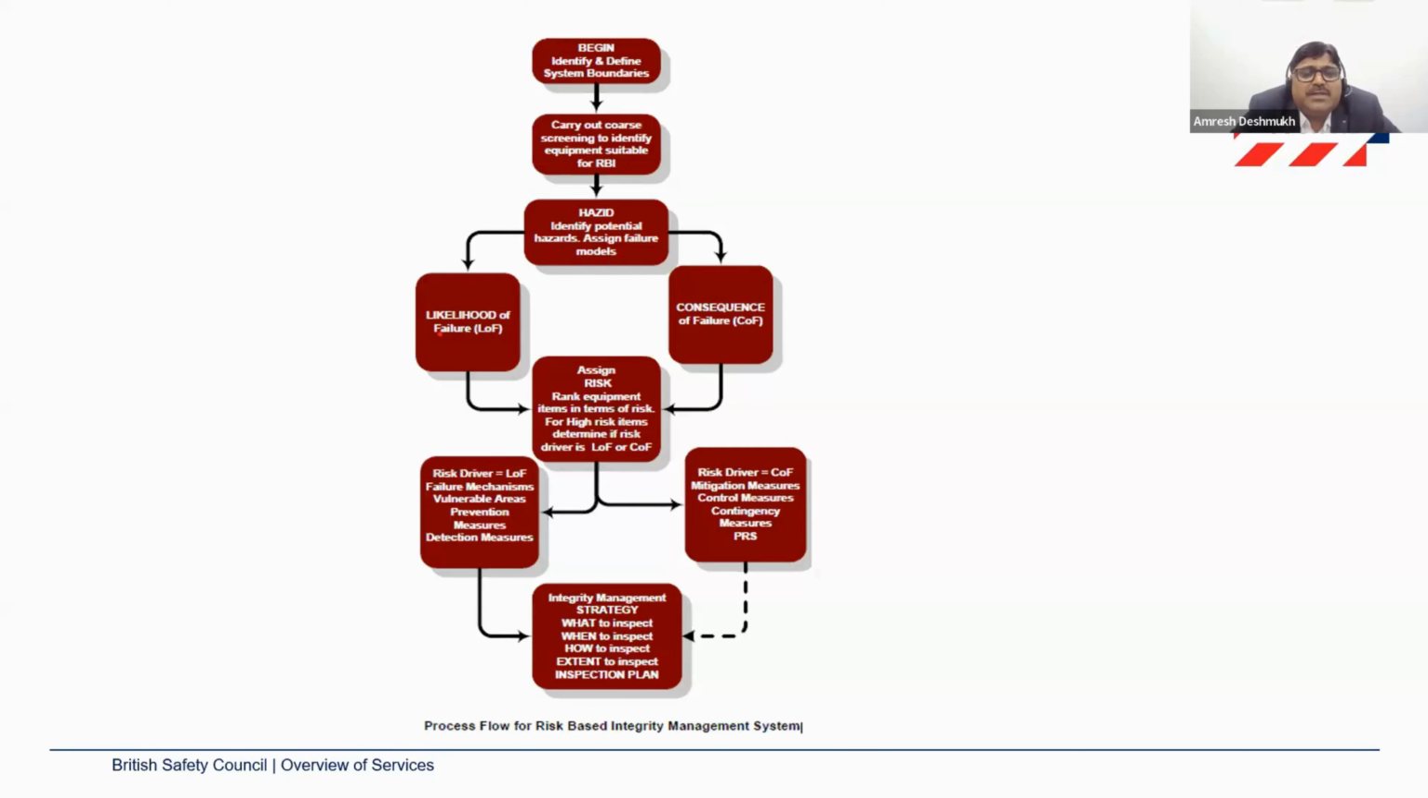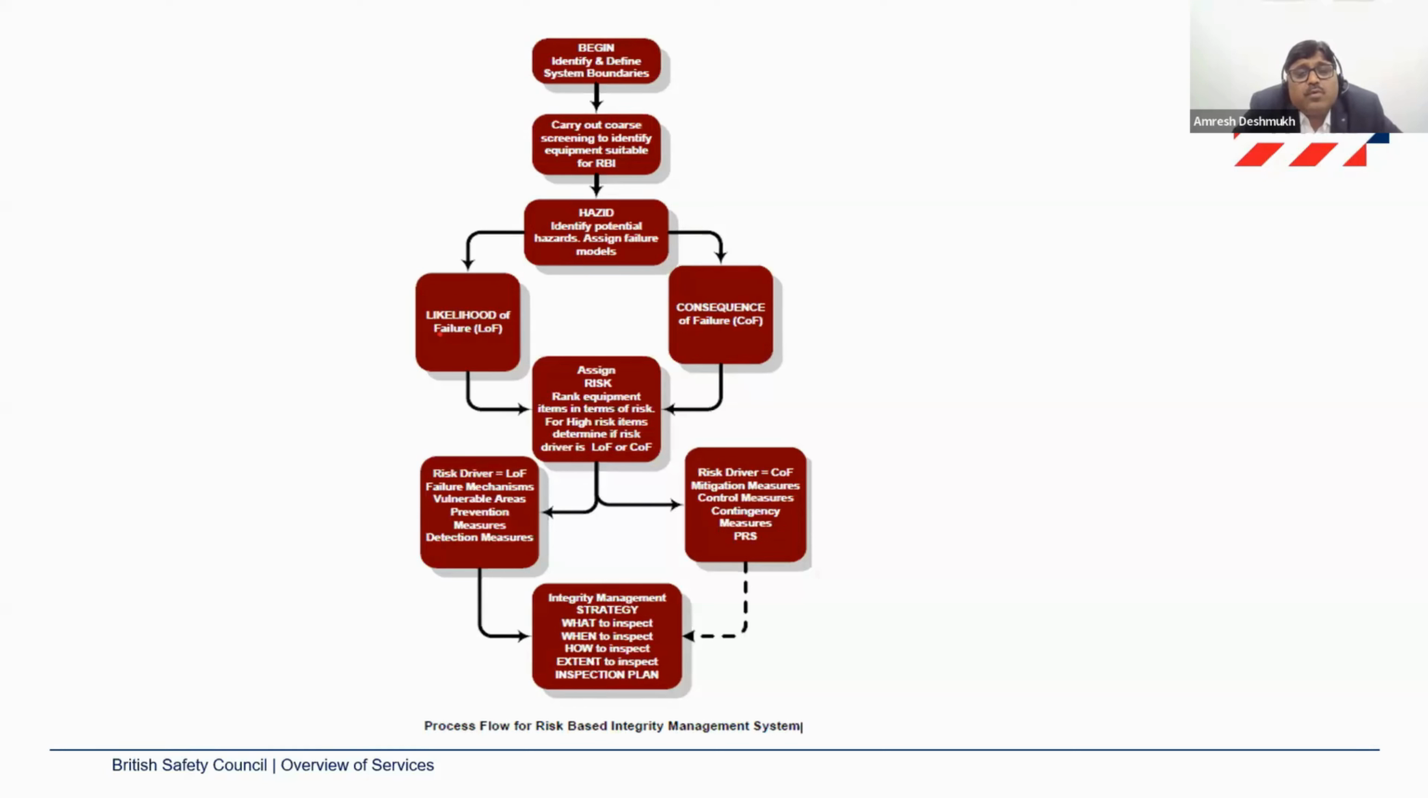And based on the hazards involved, there are two things that you keep on doing. One is you try to look for the likelihood of failure, which is called LOF. And the second thing you try to do is look at the consequence of failure. Based on this consequence and likelihood, you arrive at a risk number. Now, this risk number is going to define what strategy you're going to adopt for a particular equipment. Are you going to work on the likelihood part of this equipment, or are you going to look at the consequence part of this equipment?